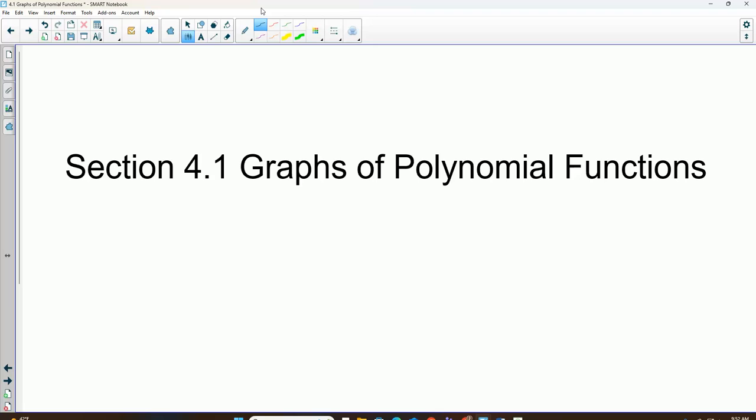We're going to start talking about graphing polynomials today. In our notes, we're going to get some different definitions down, some characteristics, and then we will be working on this for the next several sections, talking about how to draw a graph.